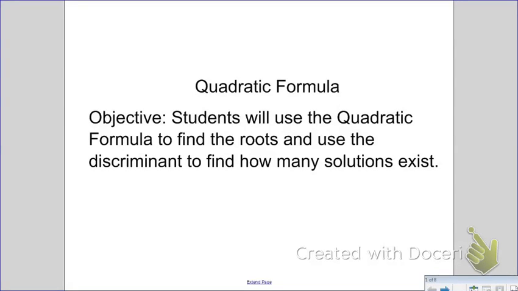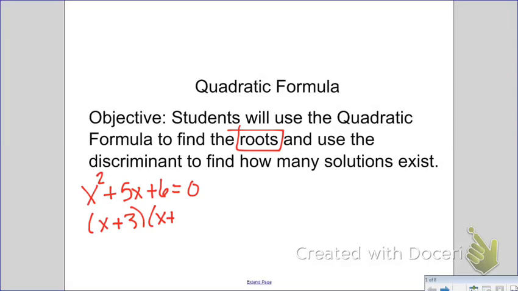This video is going to show you how to use the quadratic formula to solve quadratic equations. We're going to be looking for what are called roots. You guys have been finding roots, you just didn't know that we were calling them roots. When you solve a quadratic equation such as x squared plus 5x plus 6 equals 0, and you factor it out to x plus 3 and x plus 2 equals 0, your two answers of x equals negative 3 and x equals negative 2, these are the roots.